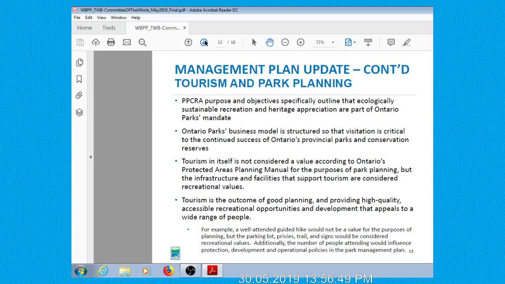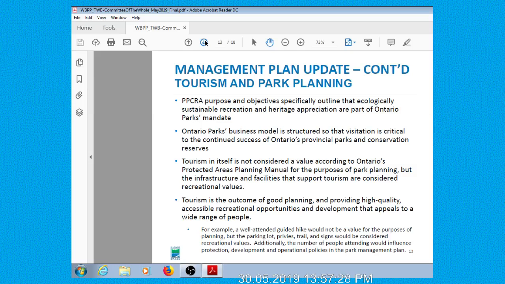Tourism, this is something our tourism industry advisor and our planning team talked about, is really an outcome of something. It is the result of good planning. It is the result of providing opportunities that are broadly interesting and appealing to a wide range of people. But tourism in itself is not considered of value according to our planning manual. But the infrastructure and the facilities and the number of people using the space is considered in our planning decisions and as we develop the park. So it's a little bit of a gray area, but tourism is important to provincial parks. It's important to the management planning process, but you may not see the word tourism in quite the way you might expect. Don't think that means it's not being considered in a range of different ways.